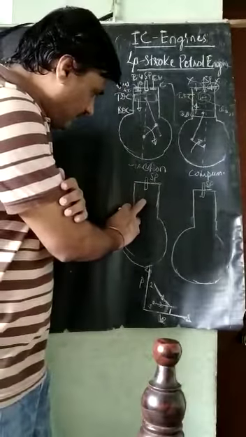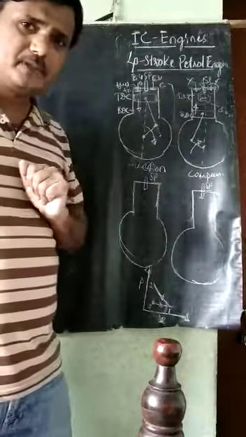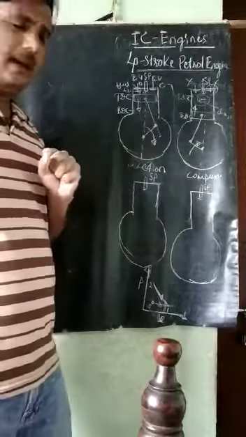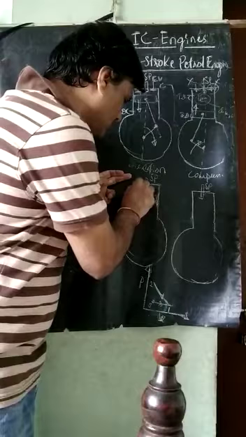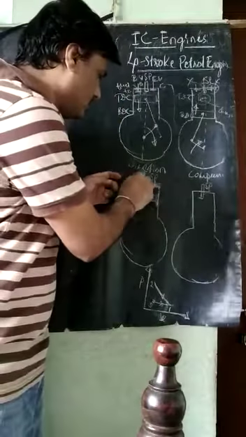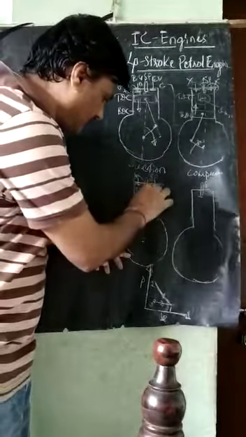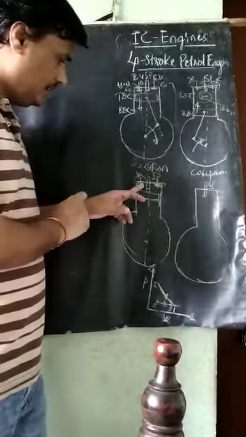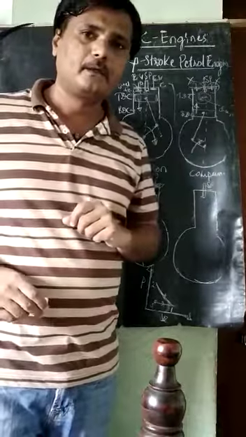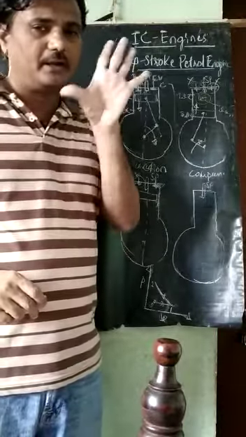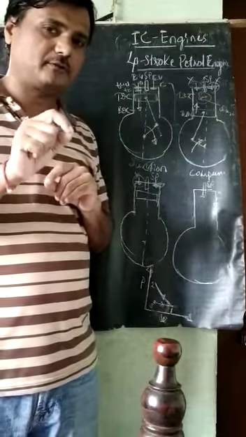And the next, in the third one, what happens? After this compression, something will happen here. The piston is at top dead center. Both the valves, the inlet valve and the outlet valve, are closed. So in that case, what happens? See this one now. In the third stroke, the spark will be generated, which means sparking will take place. After that sparking, ignition will start.